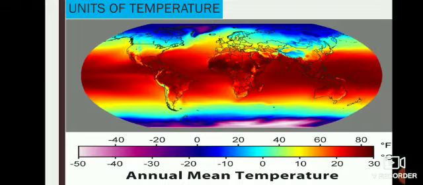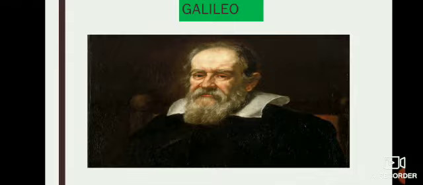Now, let us see. We are using units of temperature, Celsius and Fahrenheit, like you are seeing here. So now let us move. Do you know about the first thermometer? The first thermometer was invented by Galileo in 1593 AD. AD means Anno Domini. And in this thermometer, air was used as a thermometric substance.